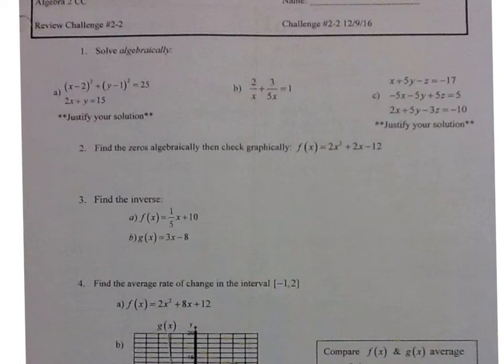Okay, so this is the review for the second test for the second quarter. Number one says solve algebraically. So I have (x minus 2) squared plus (y minus 1) squared equals 25, and 2x plus y is equal to 15. The first equation, the one on top, is the equation of a circle, and the equation on the bottom is your linear. And then it says to justify your solution, which means that when you're done, you're going to do a check. You're going to plug in either both solutions or only one if you have the one, and check to make sure it works. Okay.